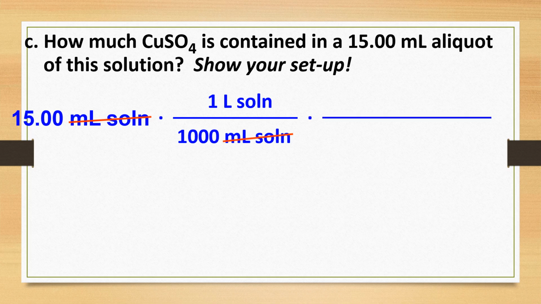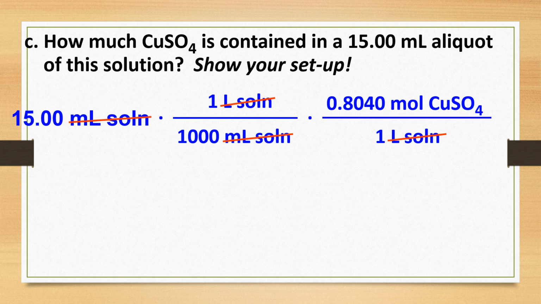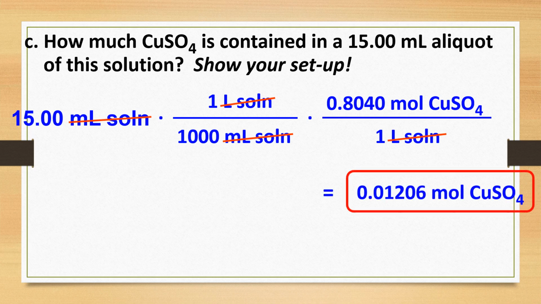And after that, now we have the volume in liters. We're going to remember that our concentration is that each liter has 0.8040 moles of copper sulfate. So we multiply the 1 liter concentration by the 15 milliliter volume, and you will have the mole number for this 15 milliliter aliquot, which gives us 0.01206 mole of copper sulfate.